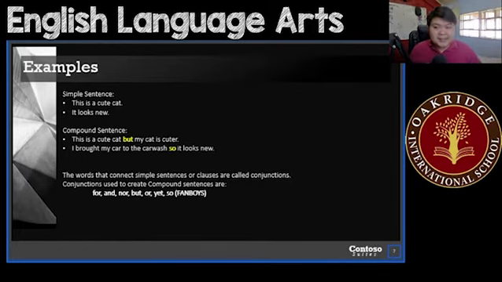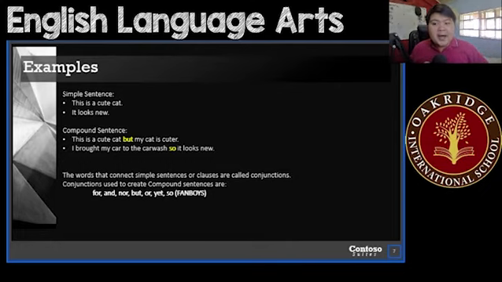Compound sentences, on the other hand, you have a combination again of two. It's like two simple sentences combined together. This is a cute cat, right? That's an independent clause. This is your subject, is your predicate. But then you connect it to a much bigger sentence. But my cat is cuter. Cat is your subject, is your predicate, right? It's like two simple sentences connected together by the word but.